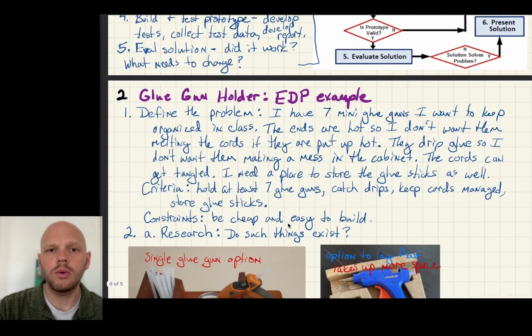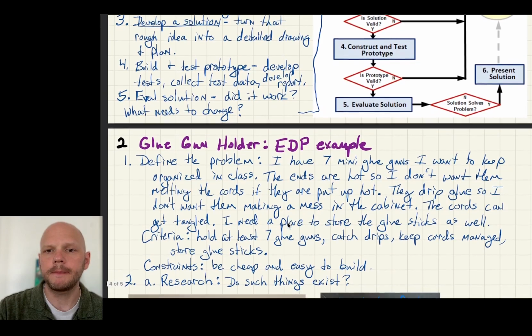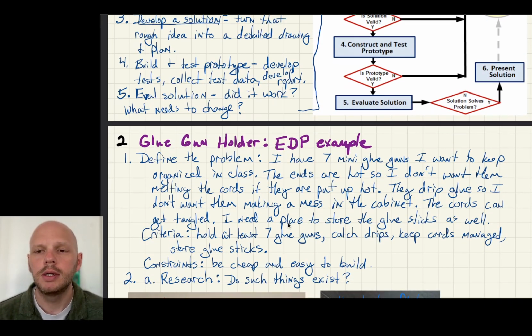So here is my problem. I have 7 of these mini glue guns, and I want to keep it. I'm writing out, define the problem, and I'm actually writing out what the problem is. I have 7 mini glue guns that I want to keep organized in class. The ends are hot, so I don't want them melting the cords if I put them up into a bin. So I could toss them into a plastic bin, but the tips could melt the bin, melt the cords. Also, they drip glue when they're still hot, so it'd make a mess in the cabinet, or it'd make a mess in the bin, or you get hot glue on the cords.